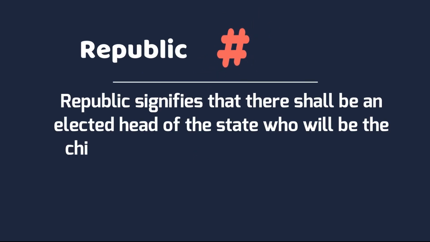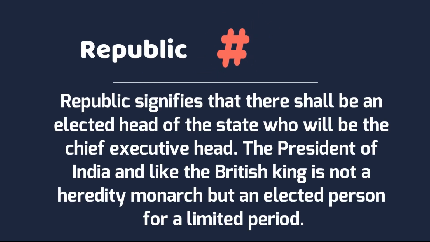The fifth one is republic. Republic signifies that there shall be an elected head of the state who will be the chief executive head. The President of India, unlike the British King, is not a hereditary monarch but an elected person for a limited period. The sixth one is justice.